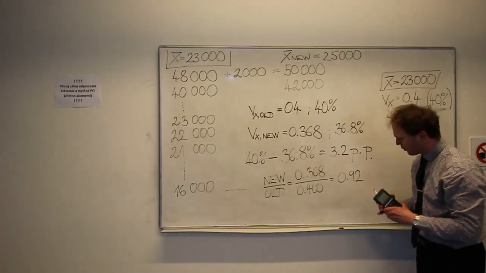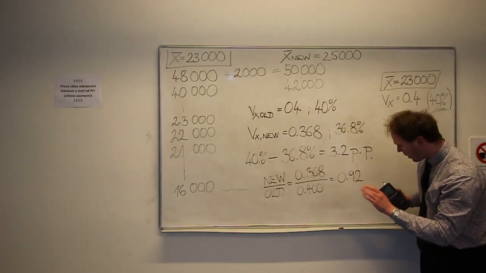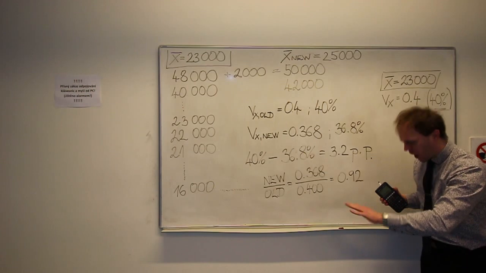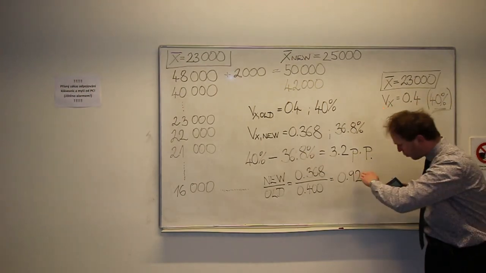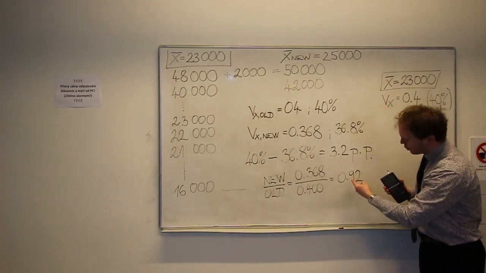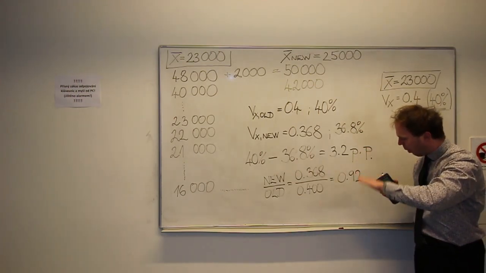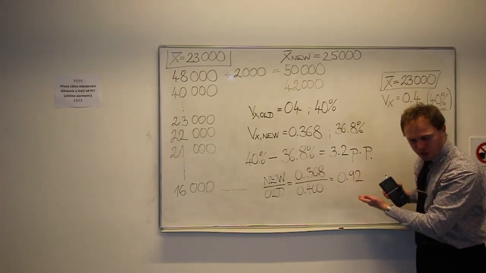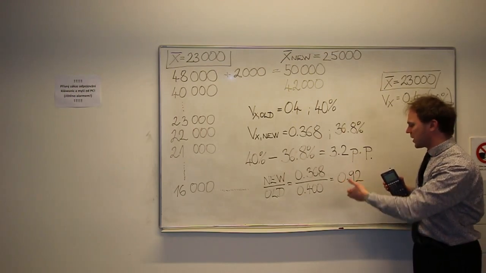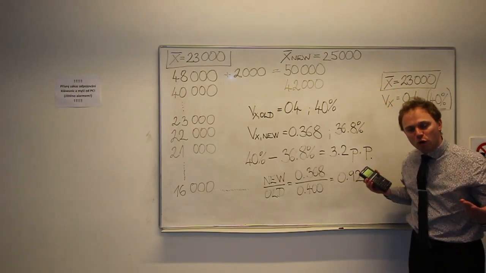And what is a relative number? A relative number is a number below 1, above 1, or equal to 1. If the result is 1, nothing changed. If the result is below 1, it decreased. If the result is above 1, it increased.